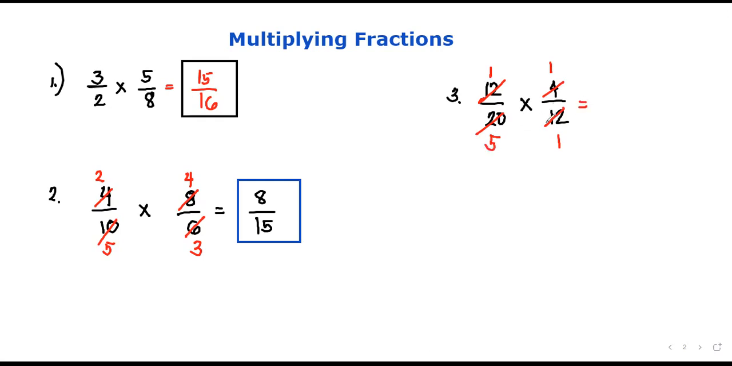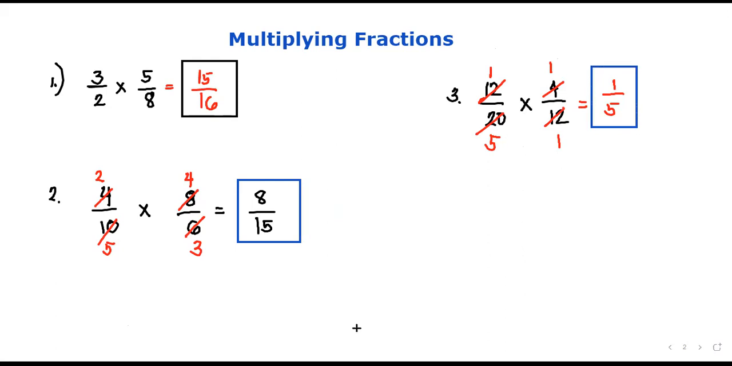And then don't forget, multiply the ones left. 1 times 1 is 1, and 5 times 1 is 5. And of course, 1/5 is already in its lowest terms. So don't forget to box your final answer.